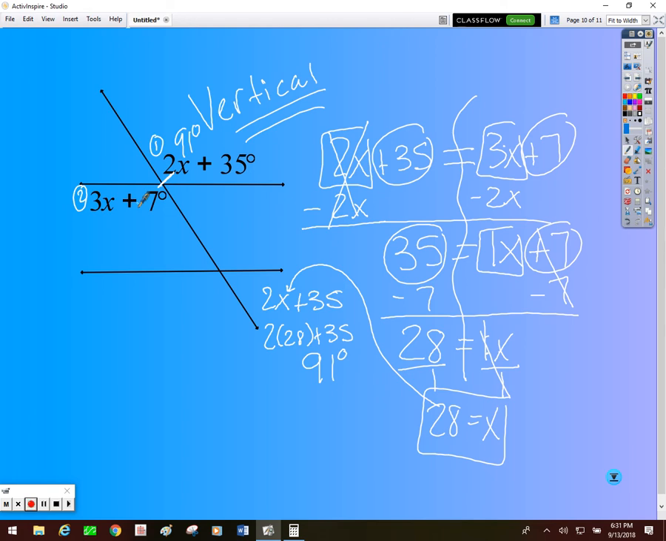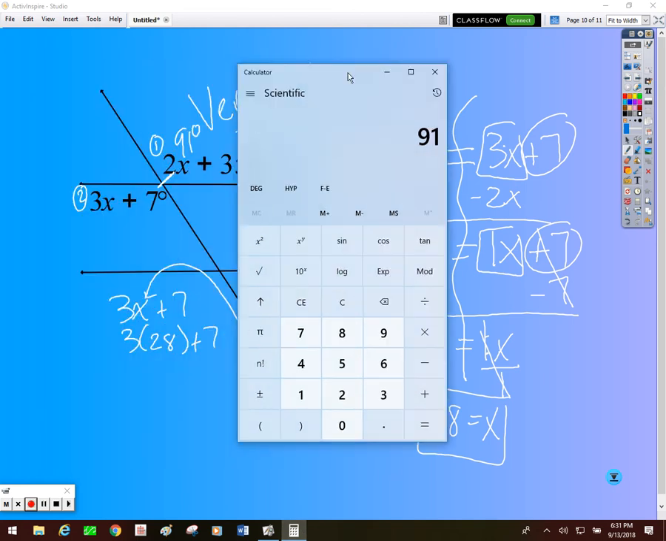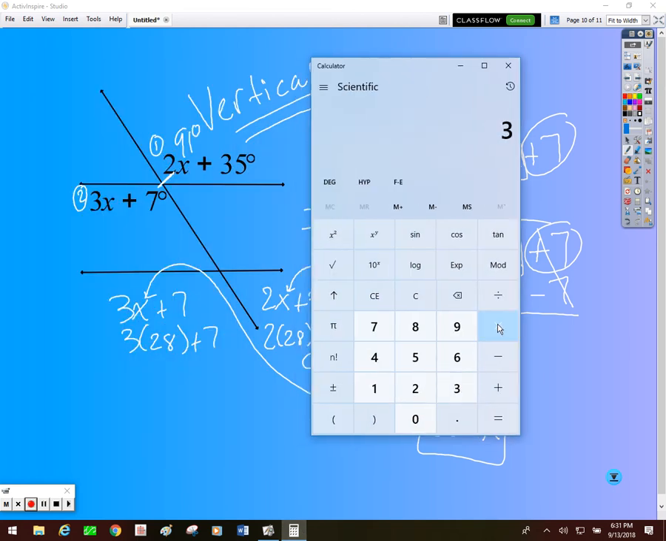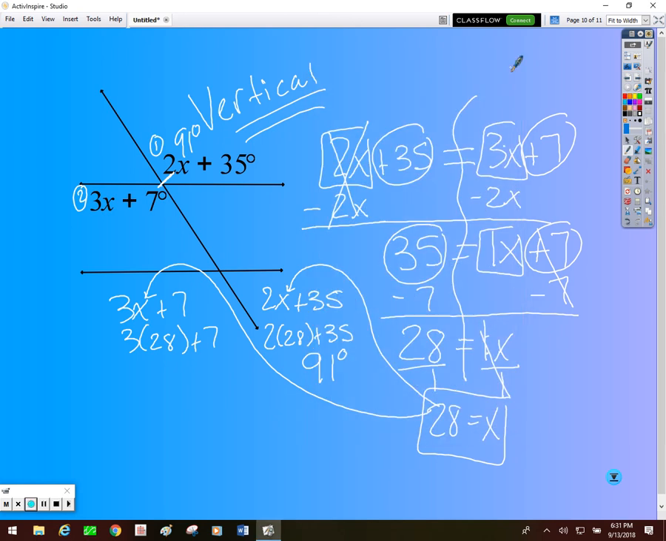So let's see right here. 3x plus 7. Again, all I'm going to do is substitute right here. 3 times 28 plus 7. All right, let me move over here and we can see. 3 times 28 is 84, plus 7 is 91. Woo, go ahead, guys. Y'all got that right, too.